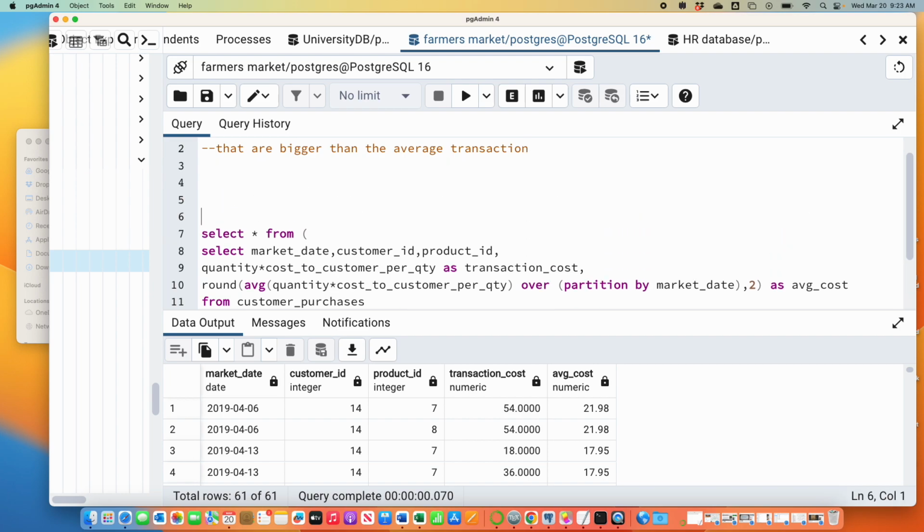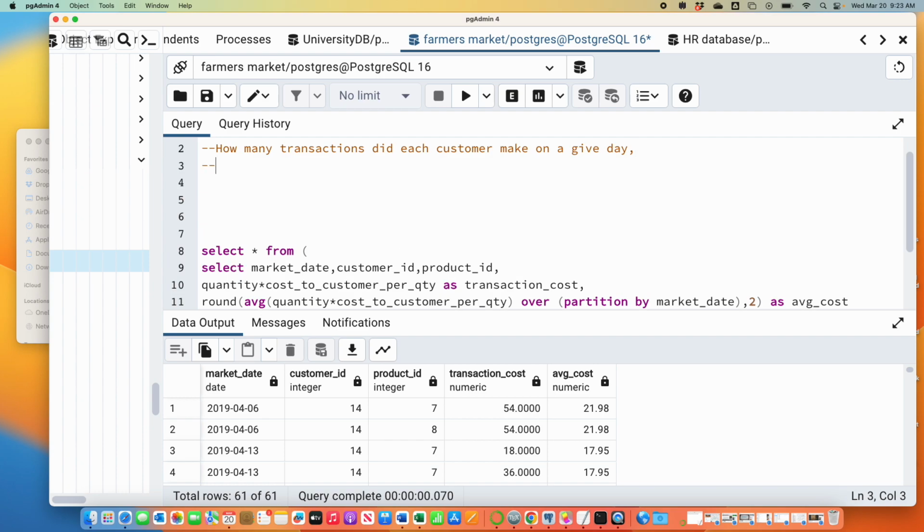So I may or may not want to keep all this. Let me ask you now a new question. How many transactions did each customer make on a given day? And what did they buy?